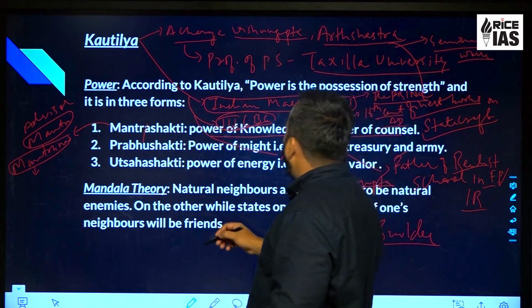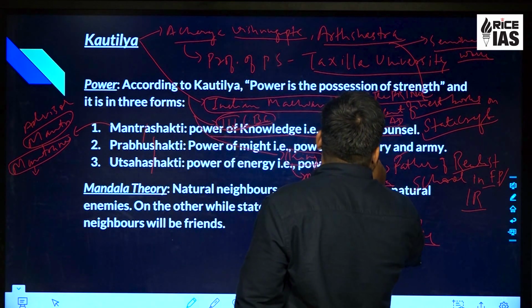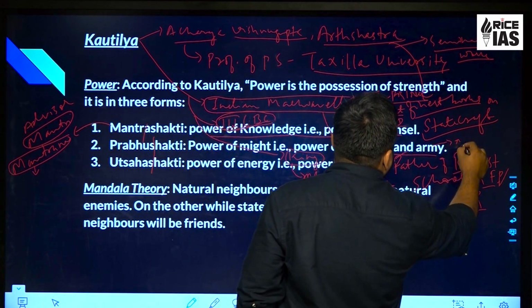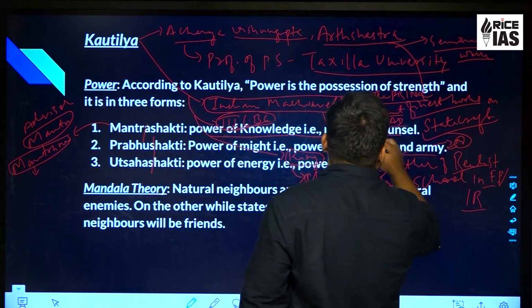Prabhu Shakti, power of might. What kind of might? Military power and economic power. Army is military, treasury is economy. Military power and economic power.